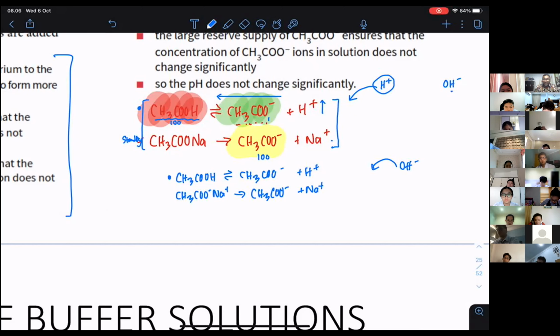When OH minus comes, what will happen? I know there is no OH minus over here. So now, when you have OH minus, they will react. React with what? Earlier, they will react with what? Will they react with this or react with the H plus?